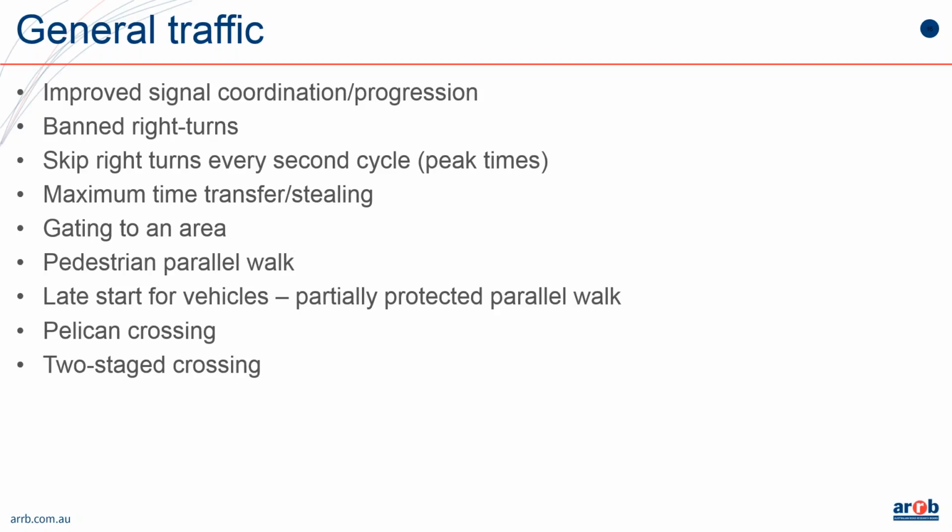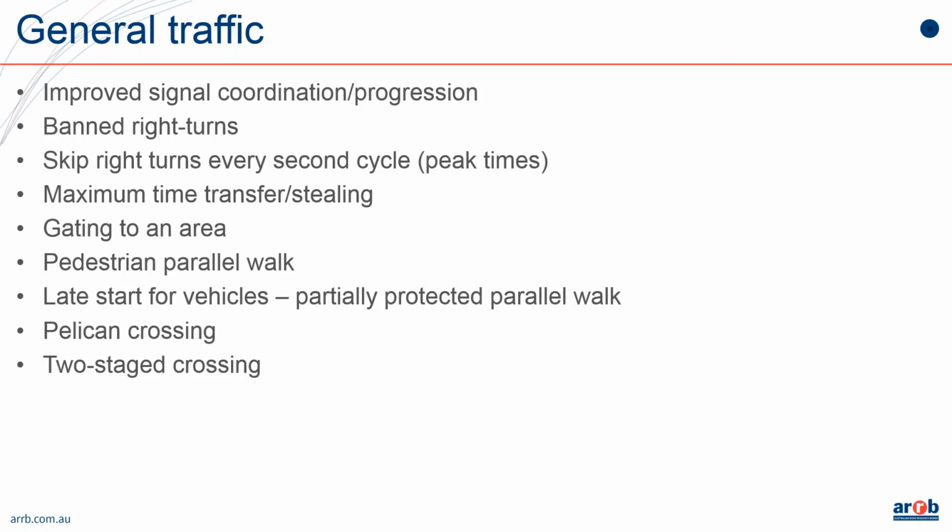The first one is improved signal coordination and progression. Coordinating the offsets between different signals to improve progression of general traffic will reduce the delay. Banned right turns: prohibiting right turns to improve the through movement.